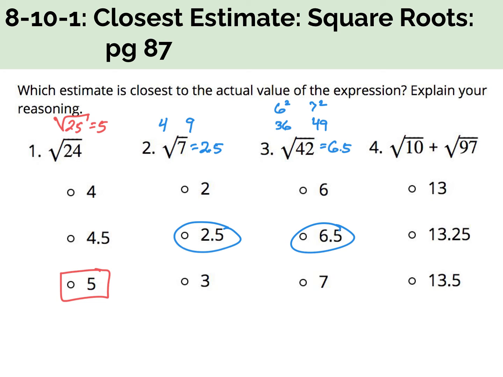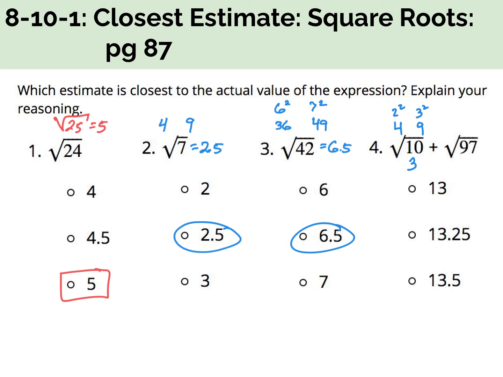Now let's go ahead and talk about these ones individually. The square root of 10, number 4. 10 is going to be in between 4 and 9. So 2 squared is 4, 3 squared is 9. So this is going to be closer to 3.